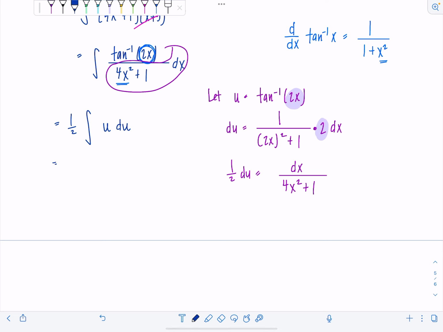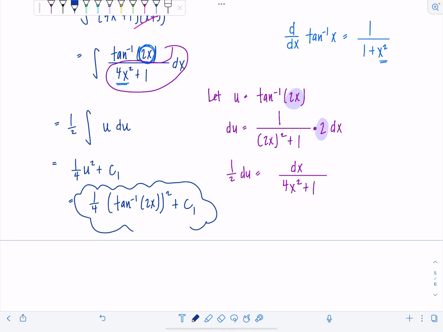Antiderivative of u is 1/2 u squared. We already have a 1/2 sitting outside, so this is 1/4 u squared plus, that's right, c1. Then we go back and replace u with what it originally was, tan inverse of 2x, squared, plus c1. Okay, integral 1 is done.